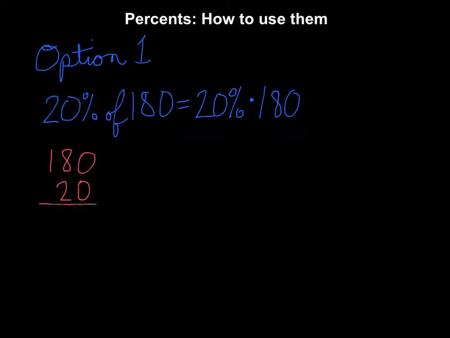Now, multiplying by 20 is just like multiplying by 2, but then we'll have an extra 0 at the end. So we're just going to go ahead and throw a 0 in to start with, and then go straight on to the 2. So 2 times 0 is 0, and 2 times 8 is 16. Carry the 1, and then 2 times 1 is 2, plus 1 is 3. So we get 3,600.